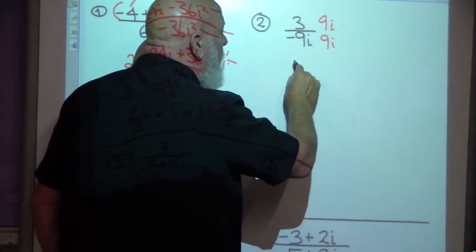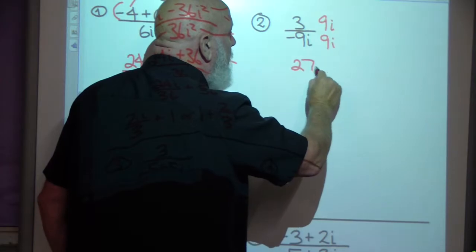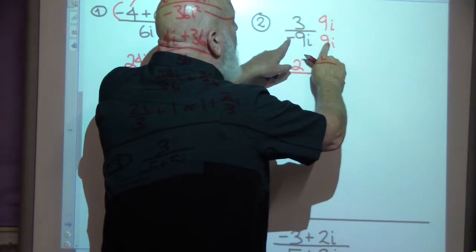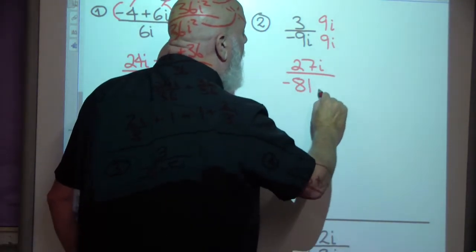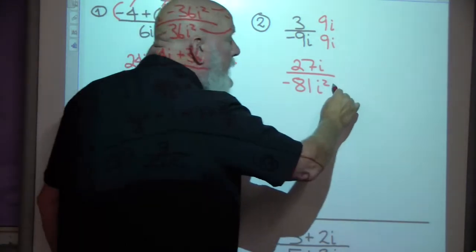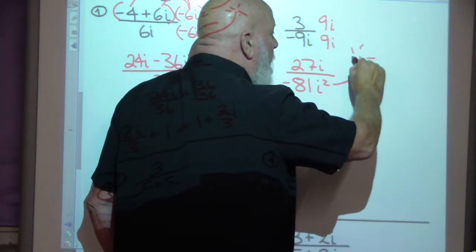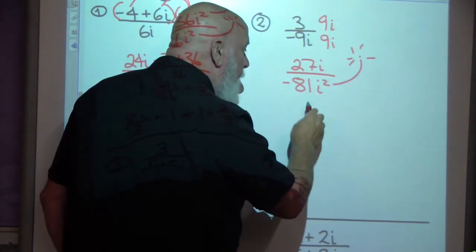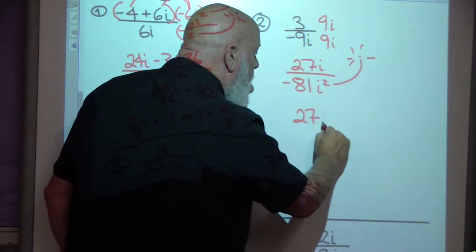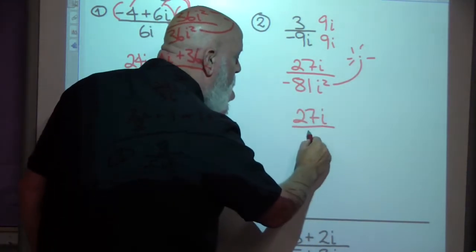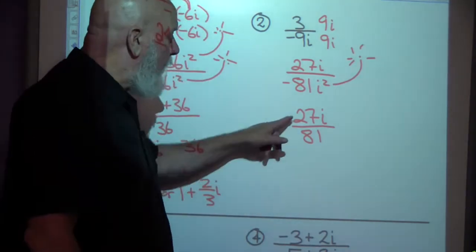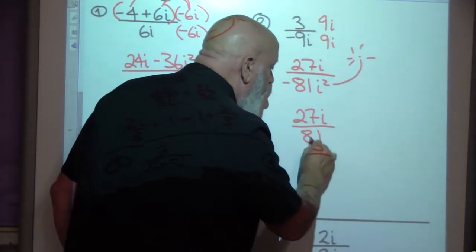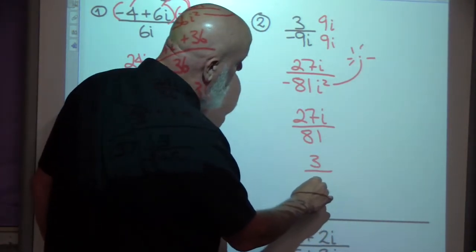The top is now 27i, and the bottom is now negative 81 i squared. I squared, again, got to remember, there's a little flare going off here. I squared is negative 1, so I have negative 81 times negative 1, which is positive 81. Positive 81. And both of these will divide by 9. 27 divided by 9 is 3. I'm just reducing this fraction now. 81 divided by 9 is 9.